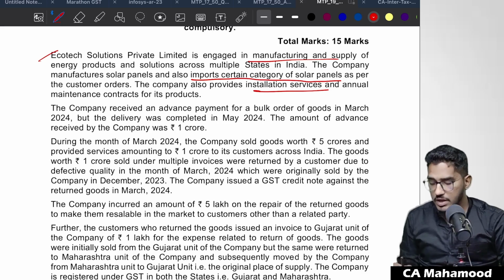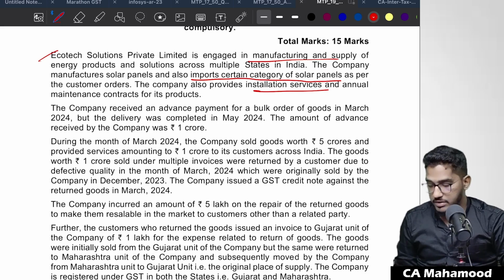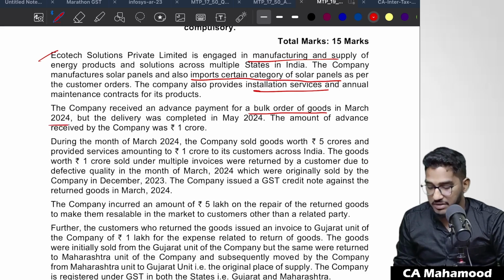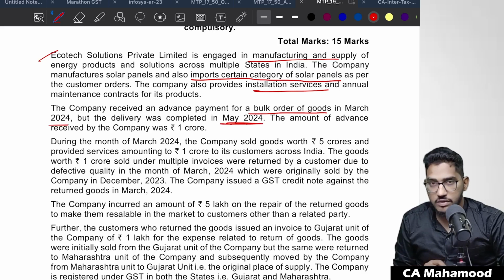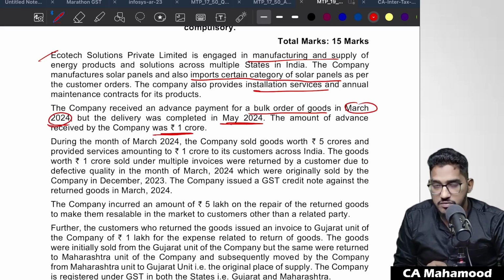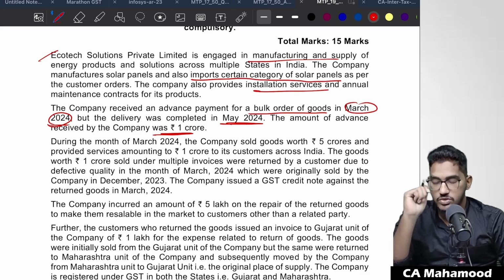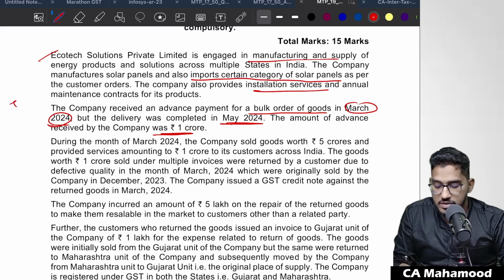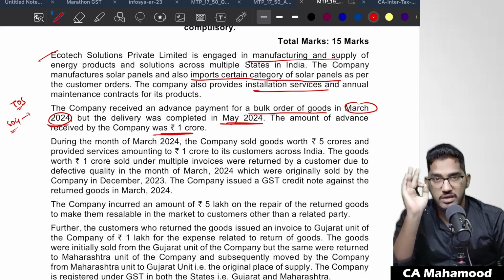Now, the company received an advance payment for a bulk order of goods in March 2024. The company has got some advance payment, but the delivery was completed in May 2024 only. The amount of advance received by the company was 1 crore rupees. See, when this company got the advance in the month of March for the supply of goods, what will be the time of supply for that advance? If you remember, when we discussed the time of supply chapter, when it comes to supply of goods, date of receipt of payment becomes irrelevant.